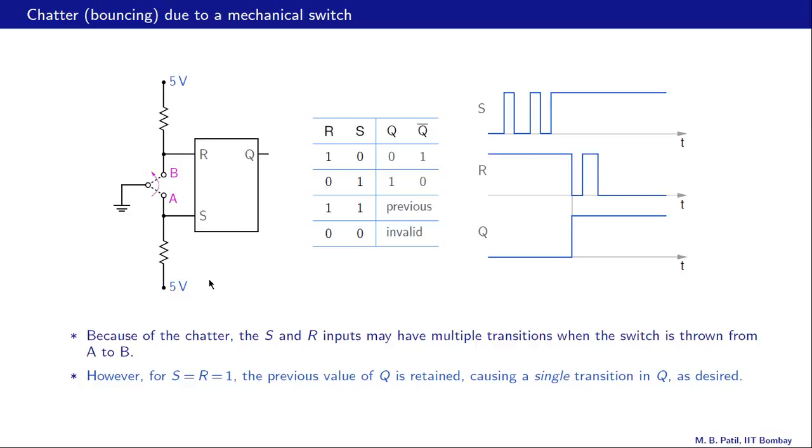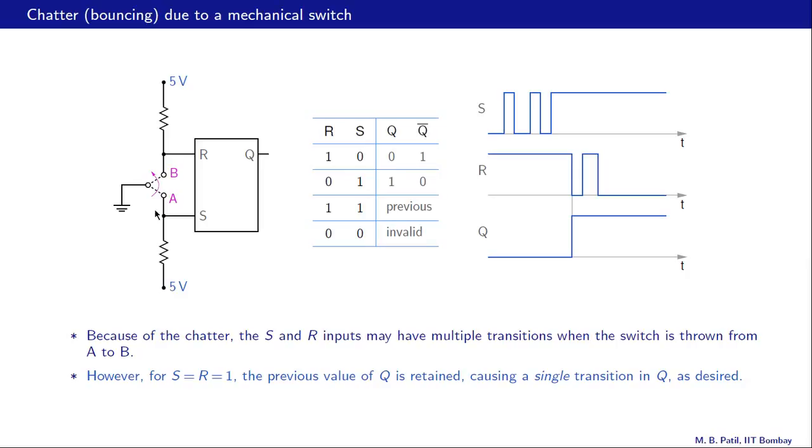Let us now consider this circuit, which uses an RS latch. Here is the mechanical switch, which has this chatter or bouncing problem, which we want to remove. Consider two positions for the switch. Position A, in which this connection is open, input S is 0, and input R is pulled up to 5 volts because this part is open circuit. When the switch is in position B, then R gets connected to 0. This is an open circuit, and S gets pulled up to 5 volts.